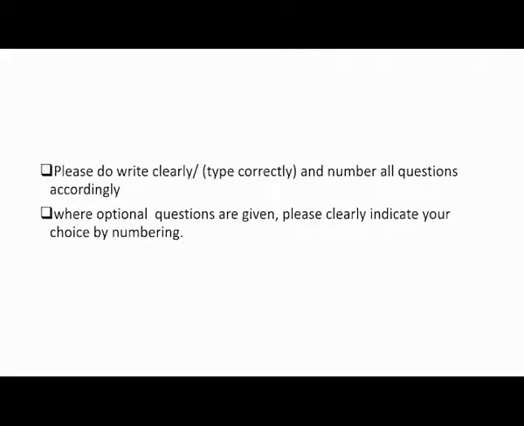Where there are optional questions given, please clearly indicate your choice by numbering. For example, if you have question 3, then the instruction says choose 2 questions only. Then you have 3.1, 3.2, 3.4, but you are only supposed to choose 2 questions from that question 3. It doesn't matter which one you choose. What is important here is that the questions that you have chosen should be numbered correctly for the sake of the marker.